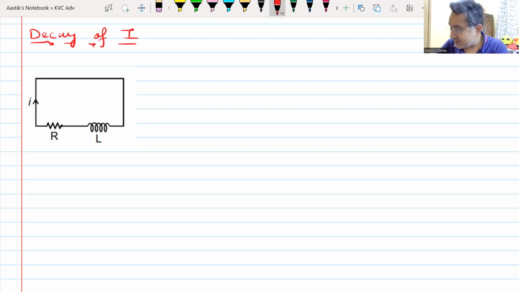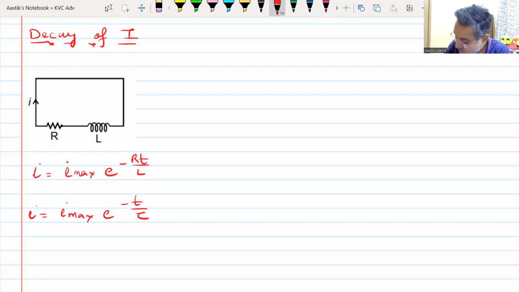Yes. In this decay circuit, you can write the current as I is equal to I max, the maximum value of current, into e to the power minus RT by L, where I max is the maximum current which was present in this circuit. I can write this as I is equal to I max e to the power minus T by tau, where tau becomes L by R. Do we understand this? Yes.